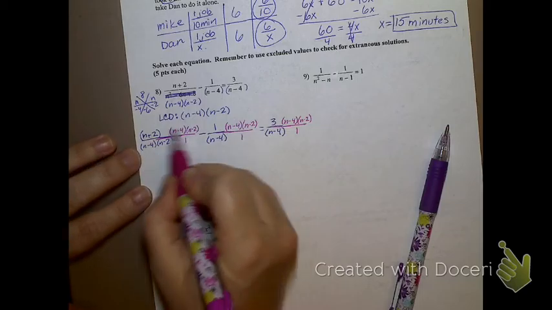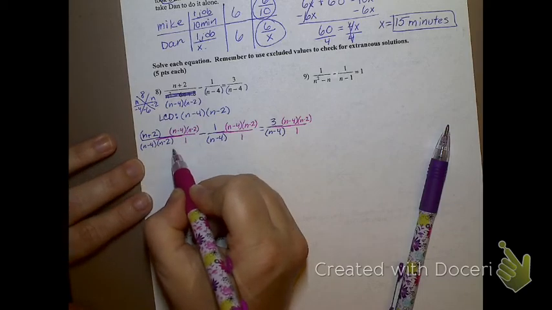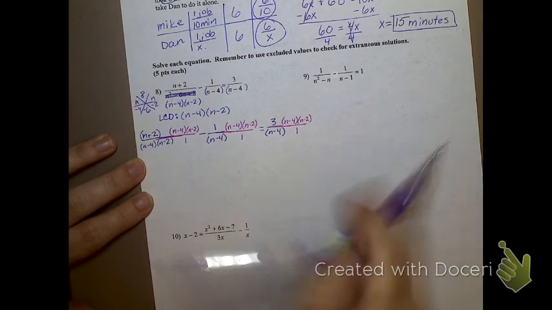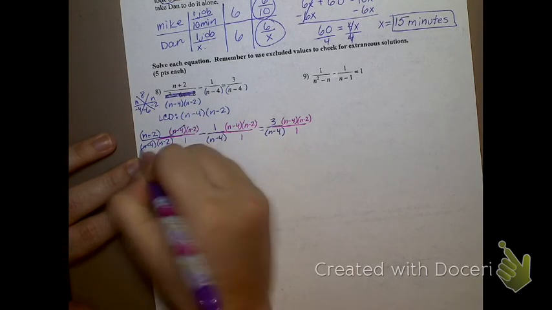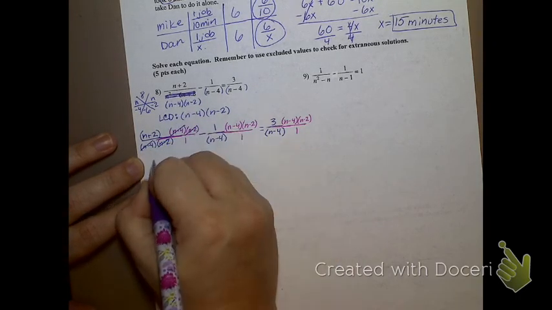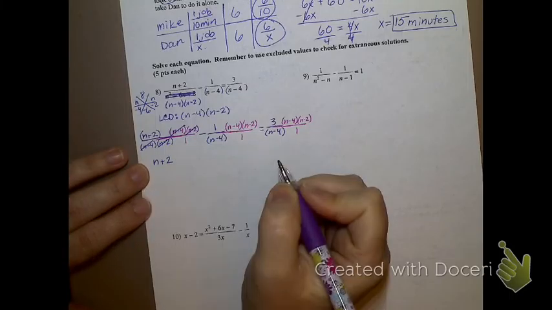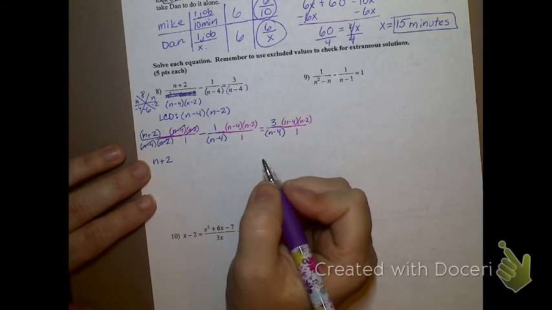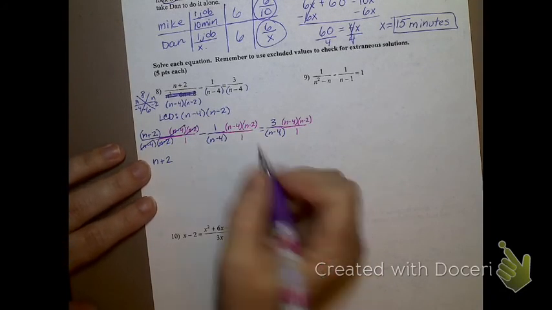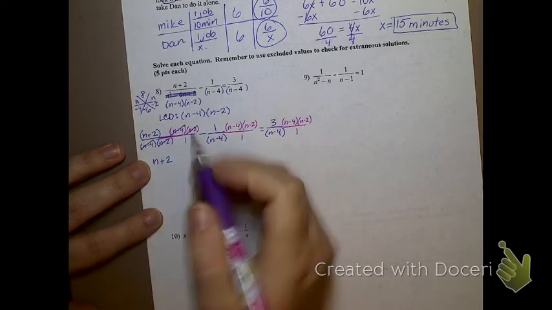What cancels here? N minus 4 and n minus 2, and I'm left with n plus 2. Do I need the parentheses around the n plus 2? No, because I'm not multiplying it by anything anymore. There's nothing left to multiply it.